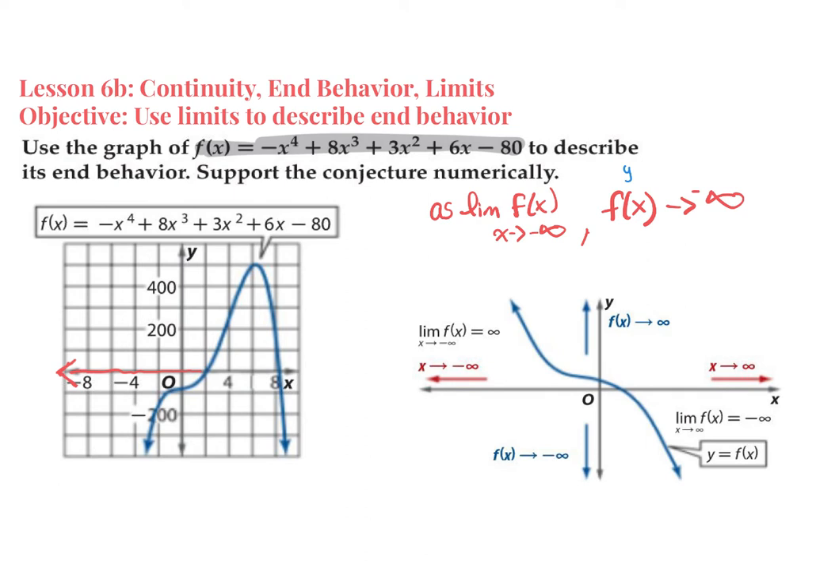I also want a second statement saying what's happening to the right. So as the limit f of x, this time we're going to look at what's happening to the right. So x is going to positive infinity. So in this case, as we infinitely go to the right of the function, what is happening to my y values? Well, it's decreasing as well. So we can say f of x is going towards negative infinity.